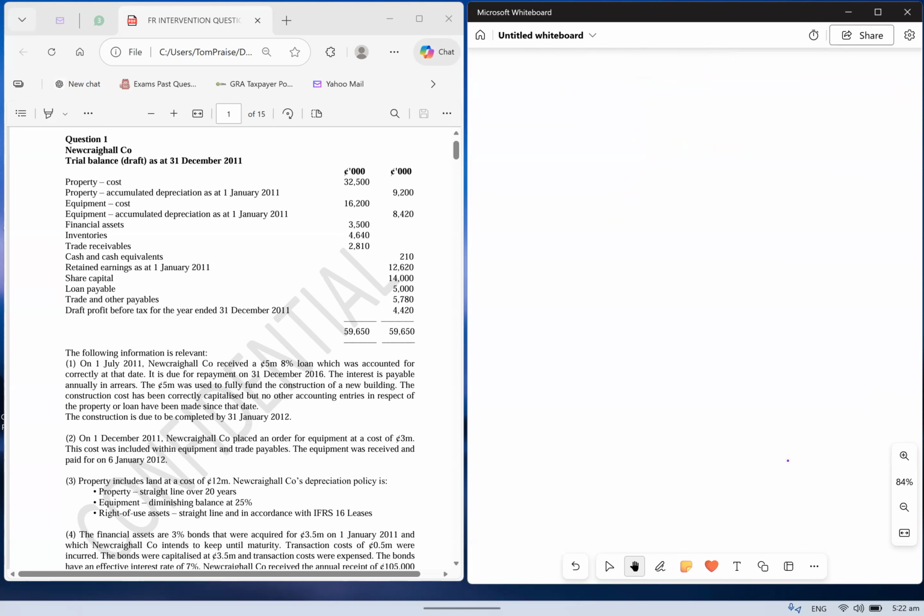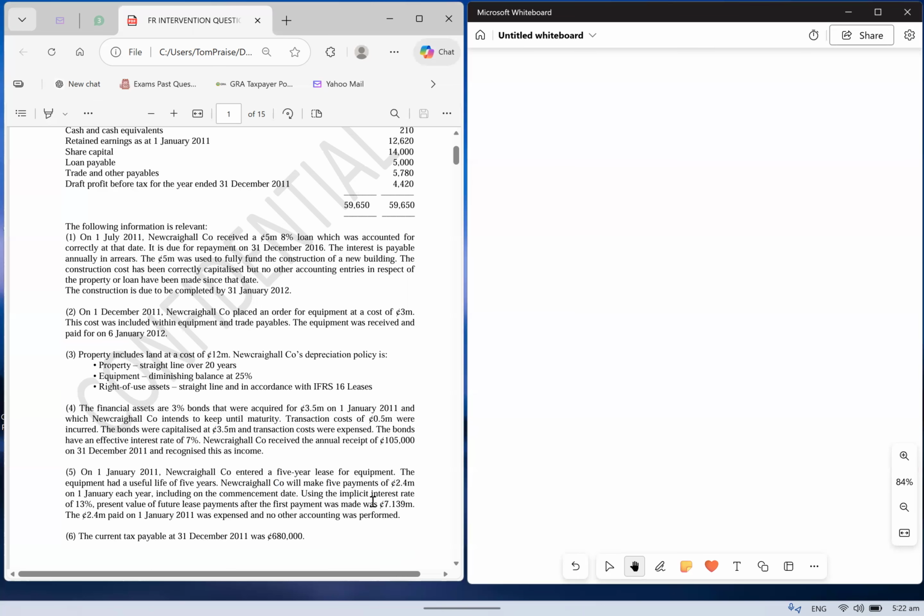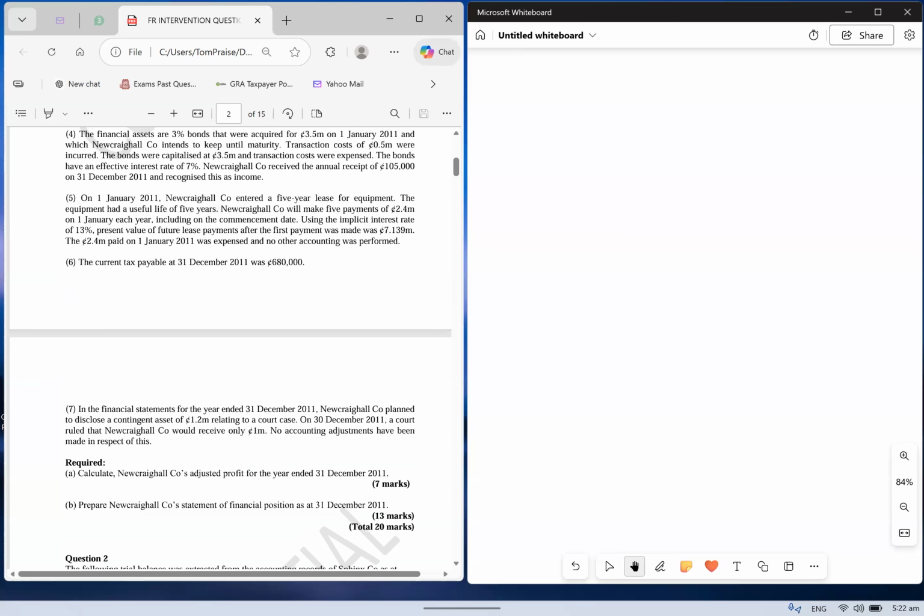The draft trial balance has property, accumulated depreciation, equipment cost, equipment accumulated depreciation, financial assets, inventory, trade receivable, cash and cash equivalent, retained earnings, share capital, loan payable, trade and other payable. Then the draft profit before tax is also given. And you see the dates along with it, 2011, 2011, 2011. Then you go and check the requirement. It is also asking you to do something for the year ended 2011.